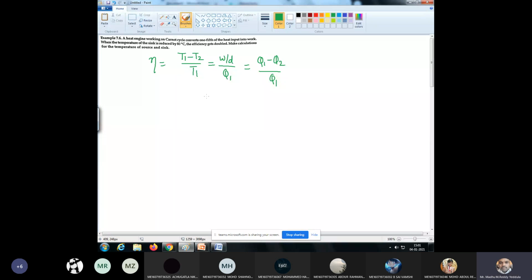Here it is given that a heat engine working on Carnot cycle converts 1/5 of heat input into work. What does it mean? Work is Q1 minus Q2, equal to 1/5 of heat input. Is this equation clear? This is the work done, this is the heat supplied. It converts 1/5 of heat input into work, that means Q1 by 5 is equal to Q1 minus Q2. So I can write Q1 minus Q2 by Q1 is equal to 1 by 5. I can call it the efficiency of the Carnot heat engine. Agree?